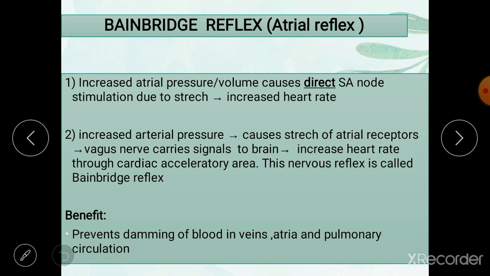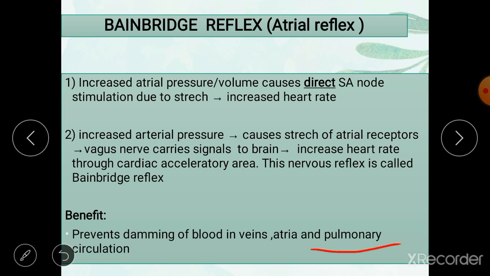So to protect the heart, there is increased heart rate and contractility, so all that blood which is coming to the heart can be pumped out of the heart. So this Bainbridge reflex is in fact a protective reflex for the heart, and it prevents the damming up of blood within the arteries and veins of the pulmonary circulation. Okay, so this is the Bainbridge reflex.